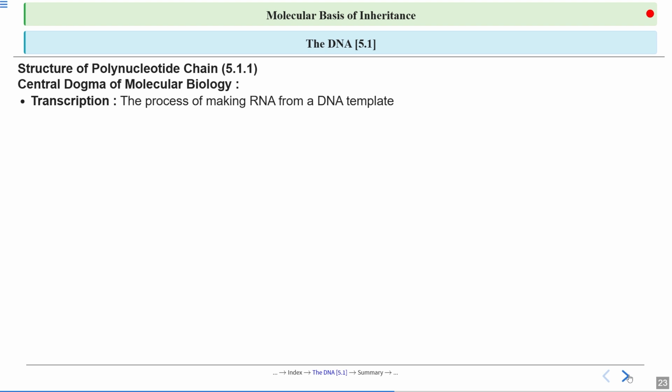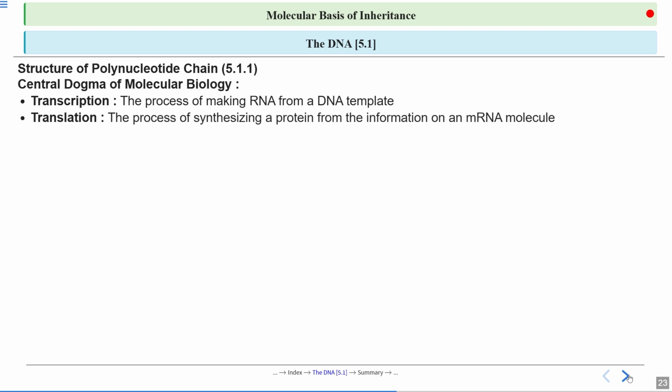Transcription. What is transcription? It is the process of making RNA from a DNA template. What is translation? It is the process of synthesizing a protein from the information on an mRNA molecule. So transcription is a normal process in which the body makes RNA from what? From the DNA template. Okay, and what is translation?